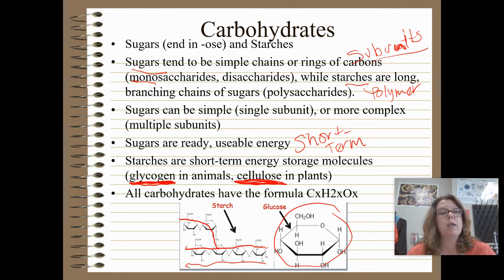So cellulose is a structural starch. It's found in the cell wall of plants. Structural starches tend to be really tough, and they don't break down very well in our bodies. There are other starches found in plants too, but the ones that you need to know are the two that I've listed there.